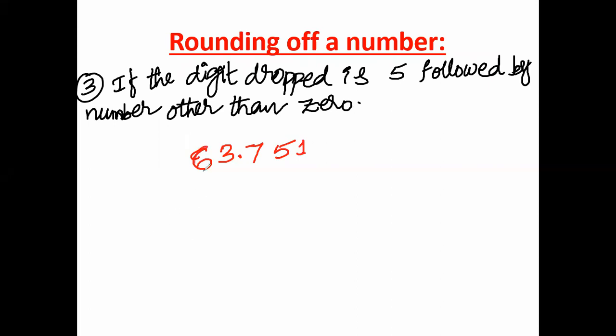63.751. We are going to drop up to 5, and 5 is followed by a number. Then 63.7. Whatever the number may be, 1, 2, 3, 4, whatever it may be, then it becomes 63.8. Like this.